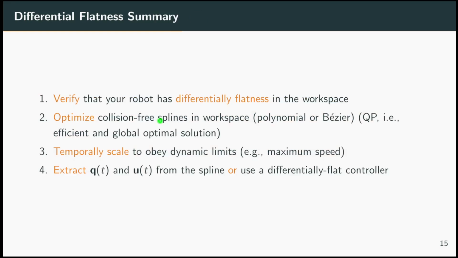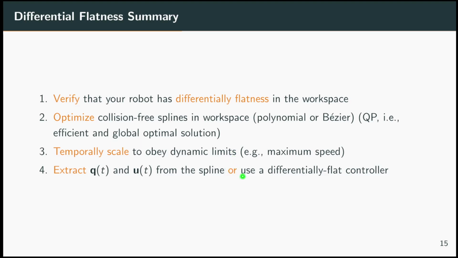So how do we use it now in practice? The approach, if you see a new robot dynamics, is first that you need to verify that your robot is somehow differentially flat, ideally in the workspace, because otherwise we can't add these constraints. Then we optimize in our workspace using either polynomial splines or Bezier curves. Then we check for the limits, and we do this temporal scaling. Usually that's also an iterative process.